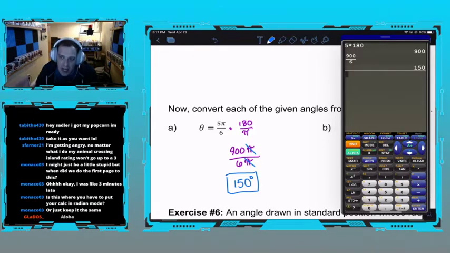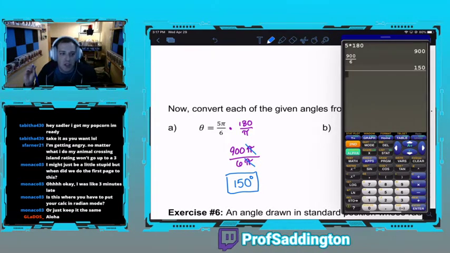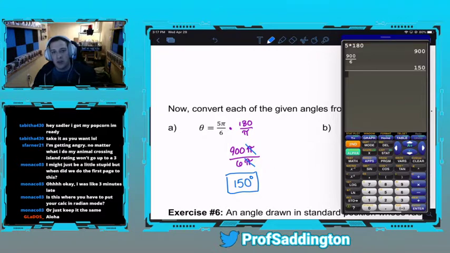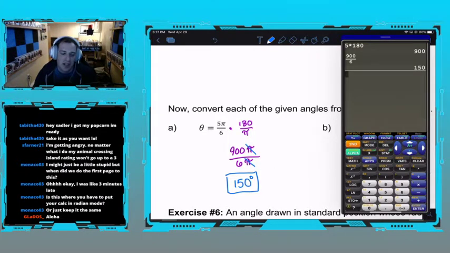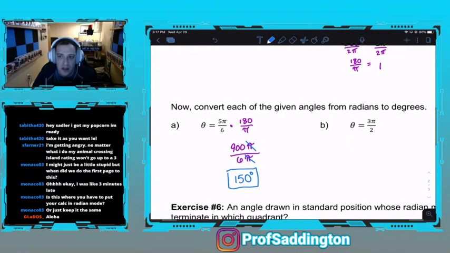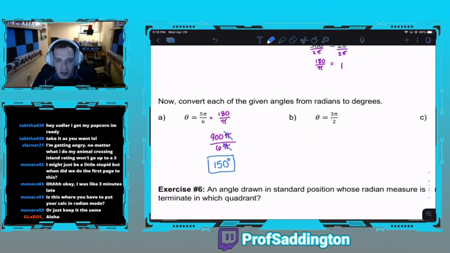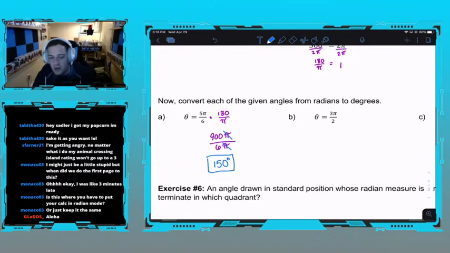So again, as you're watching this, I'm just hoping that you're feeling comfortable changing it into degrees or changing it into radians. You don't have to have an understanding of why right now. I just want to make sure you have the math. So I'm going to do one more and then I'll go down and do the last one.